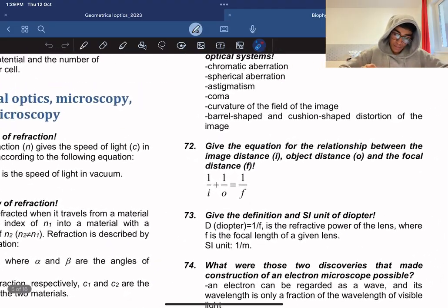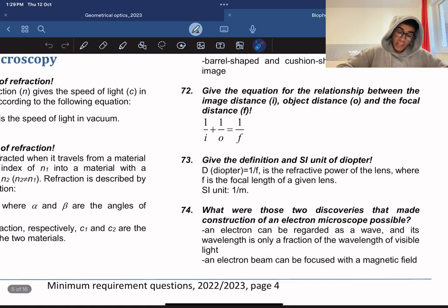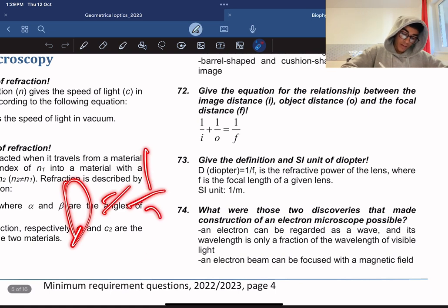Give the equation for the relationship between the image distance. This we learned, guys. I don't know how else I can explain this. You understand this, right? So, yeah. Give the definition of the SI unit of diopter. Diopter D is 1 by f.